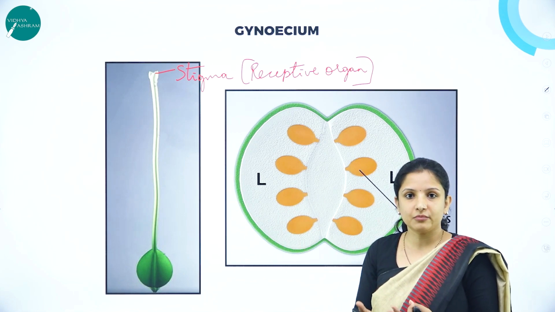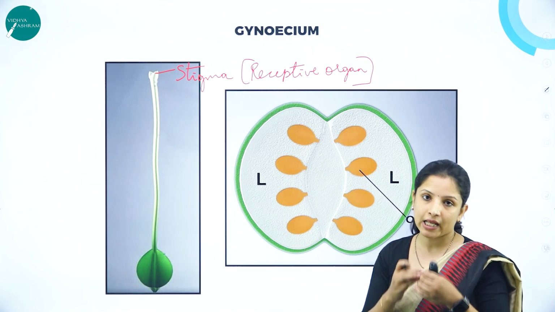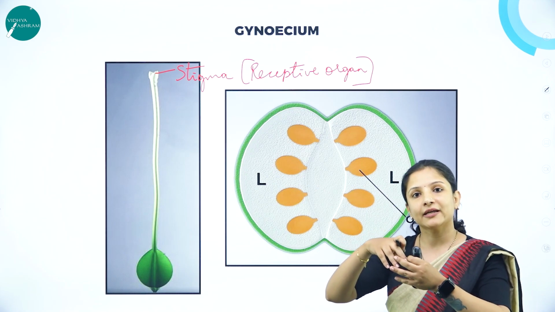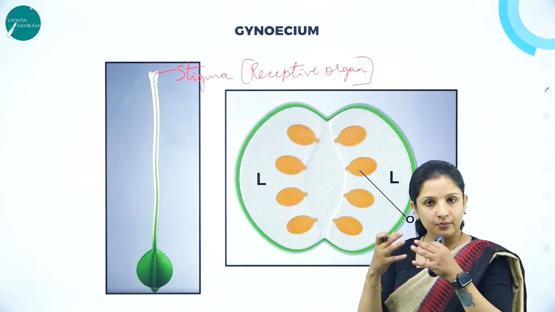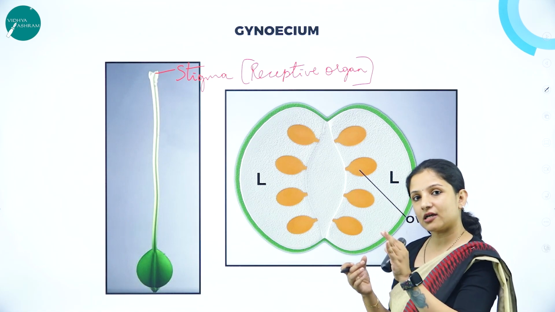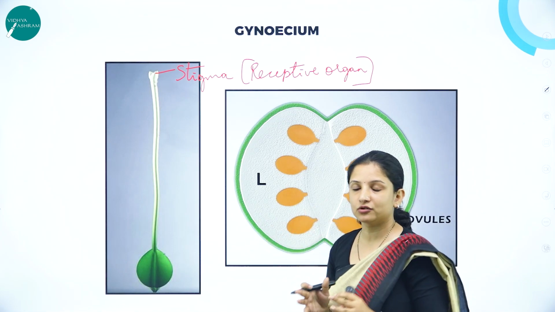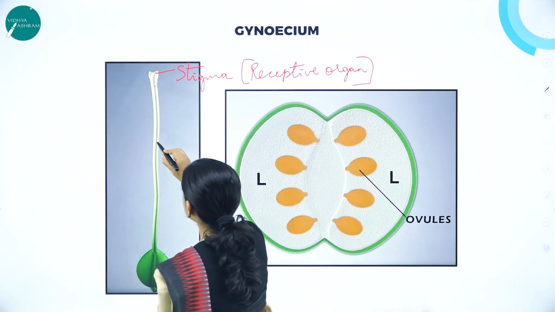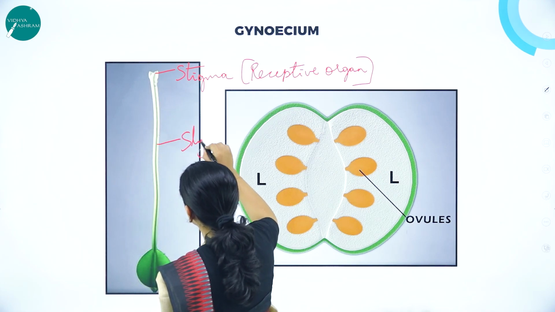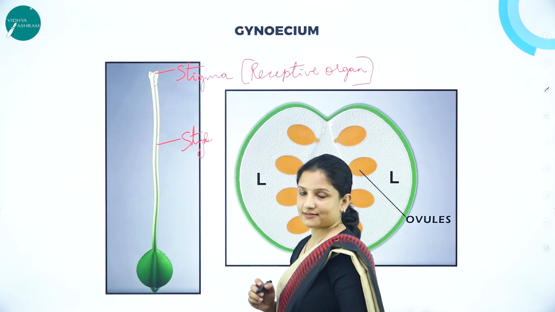Now how can the stigma receive the pollen grain? Because the stigmas are always sticky and hairy, so that when the pollen grain comes and falls on it, it doesn't get washed away easily from the surface of the stigma. So that is why they are always sticky, and they are the structures where the pollen grains come and fall. Therefore they are the receptive organs for the pollen grains. And the stigma contains a style. The stalk or the filament is called the style.